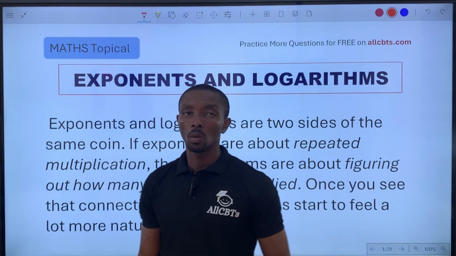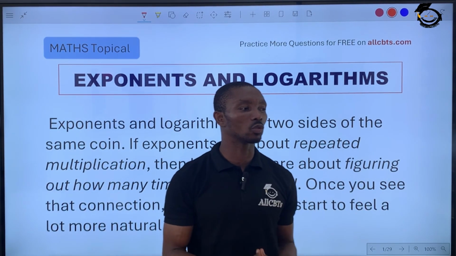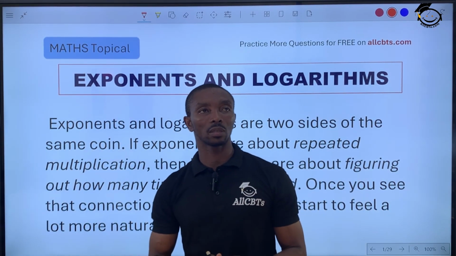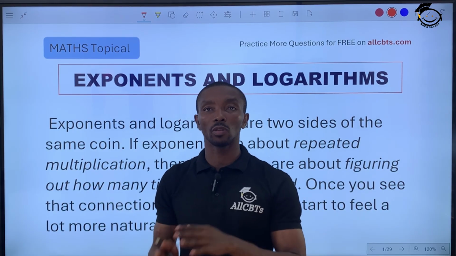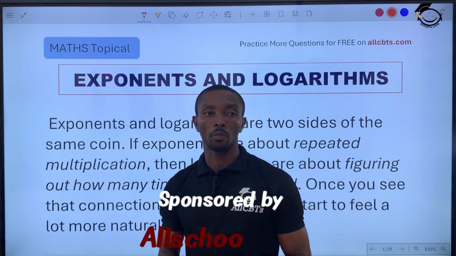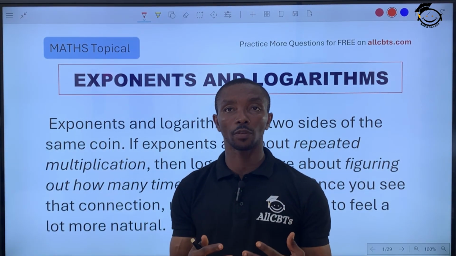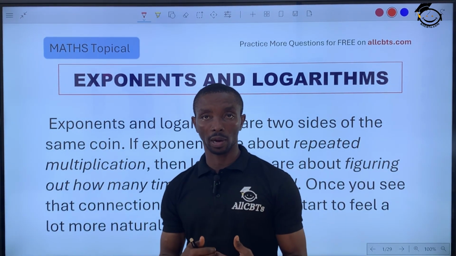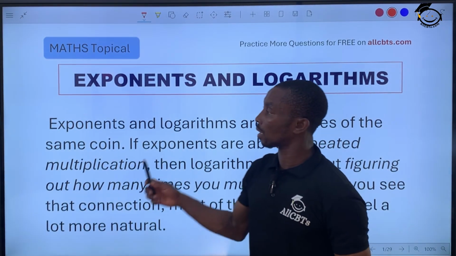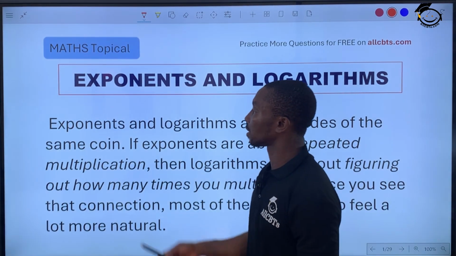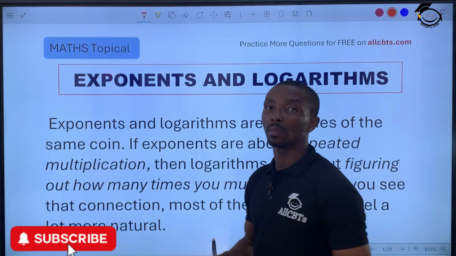Now, most of the time, students tend to look at it as a big word, but let's look at it like words and opposites. Okay? Now, if we say go forward, the opposite of go forward is come back, right? Just like going forward and coming back are word opposites, that's how exponents and logarithm are.